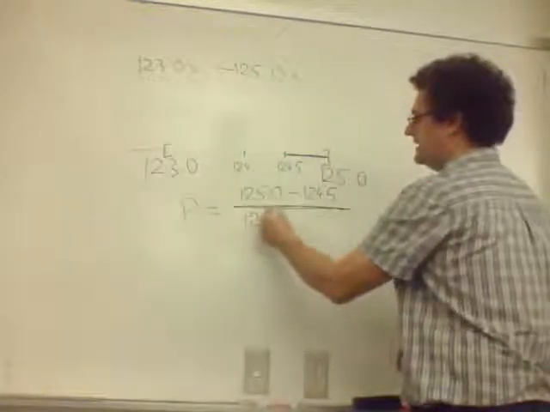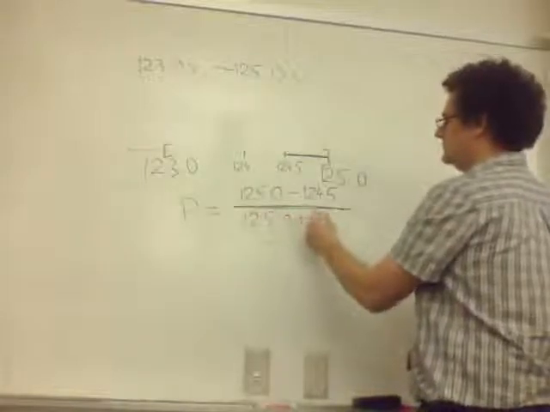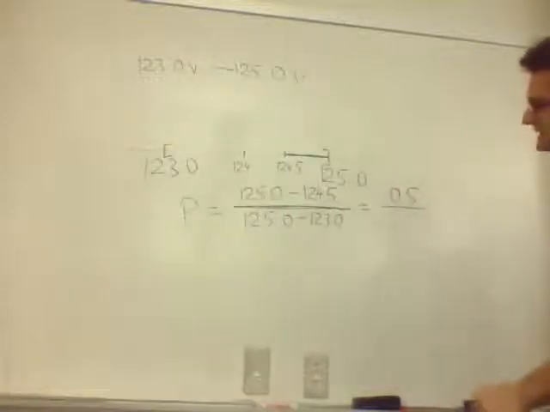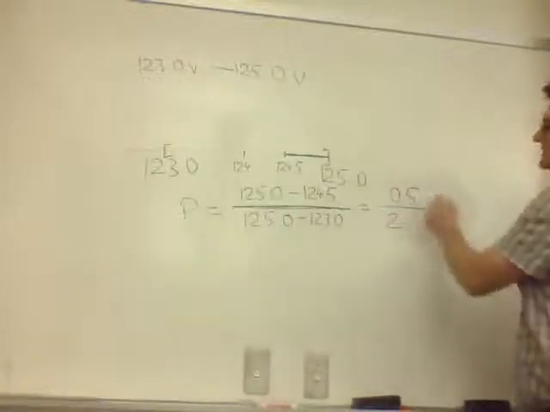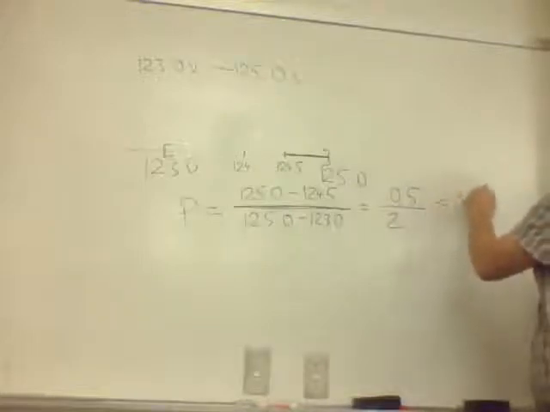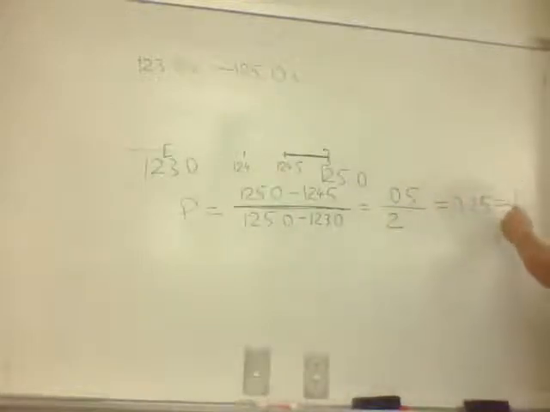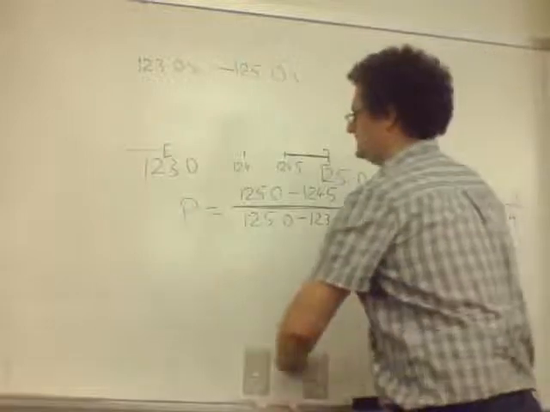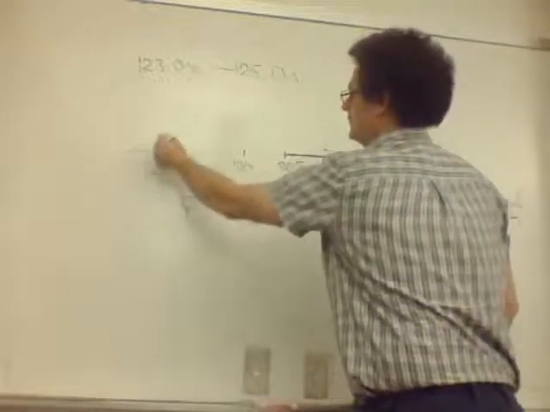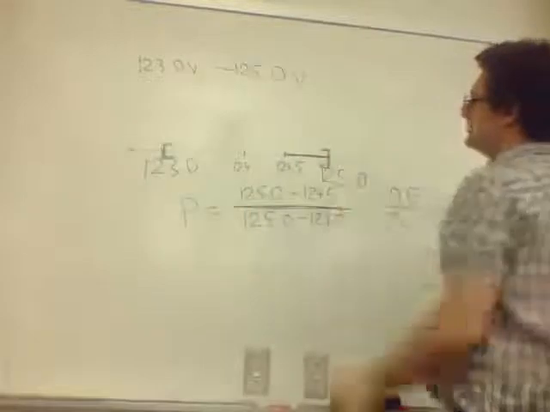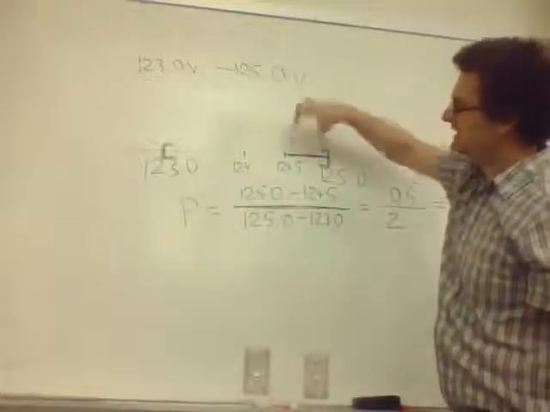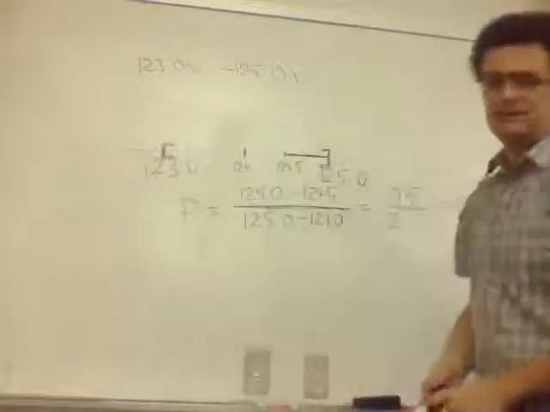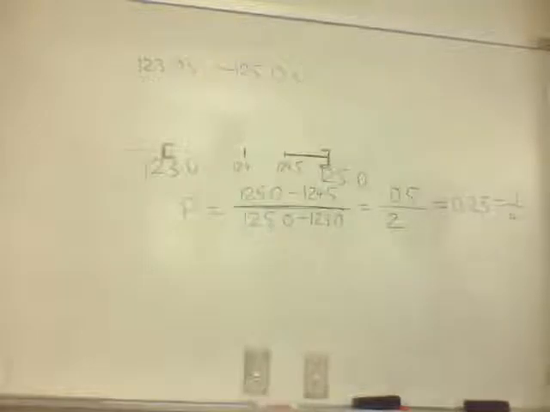125.0 minus 123.0. So this is 0.5 divided by 2, which is 0.25, or in other words, 1/4. This was also obvious from the very beginning when you look at this interval from 123 to 125. It's quite clear that this interval is just a quarter of the entire interval. Okay, so the probability is 1/4.